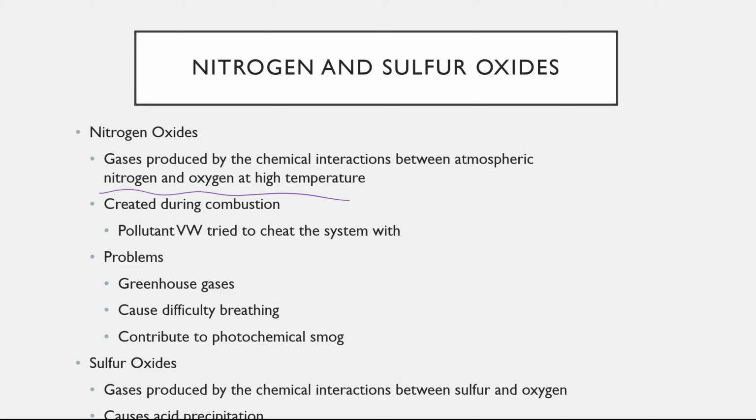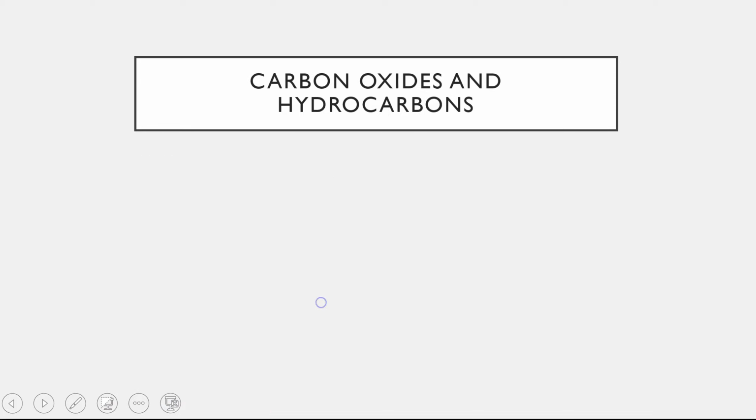Our sulfur oxides are produced by interactions between sulfur and oxygen, and their primary concern is that they cause acid precipitation. I apologize, that's a little bit cut off there. That says acid precipitation at the bottom. That is their primary concern, and we will talk more about the effects of acid precipitation at a later time.